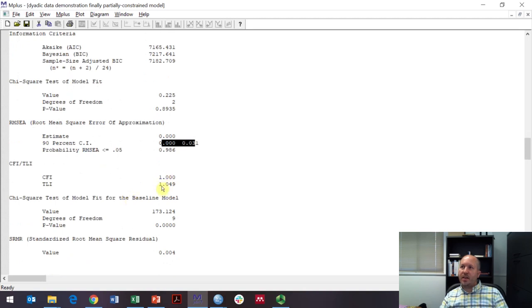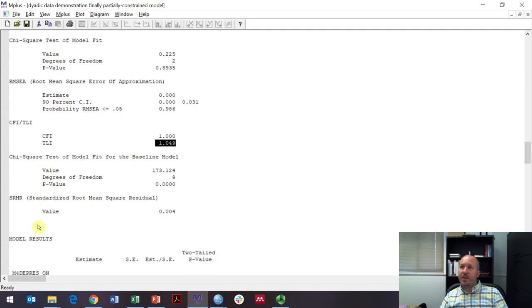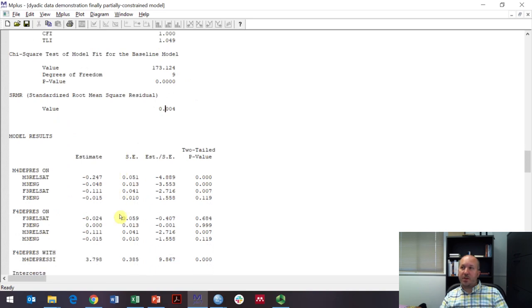My CFI is at 1.0, my TLI at 1.05, so those are both fantastic. We want them above 0.9, 0.95 preferably. My SRMR is at 0.004, and that one we want below, if I remember right, 0.08. So we're really sitting good with our model fit. I'm really happy with this model fit.